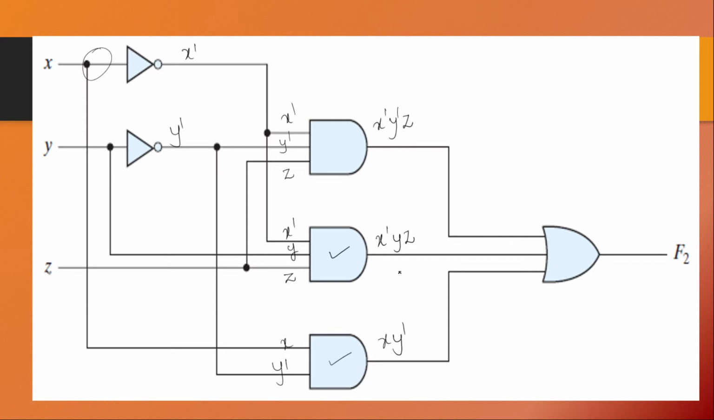Now all these three product terms are given as input to this OR gate. So finally the outcome of this OR gate will be X complement, Y complement, Z, or X complement, Y, Z, or X, Y complement. So F2 can be given as X dash Y dash Z plus X dash Y Z plus X, Y dash. Hope it's clear. We'll move to the next circuit.